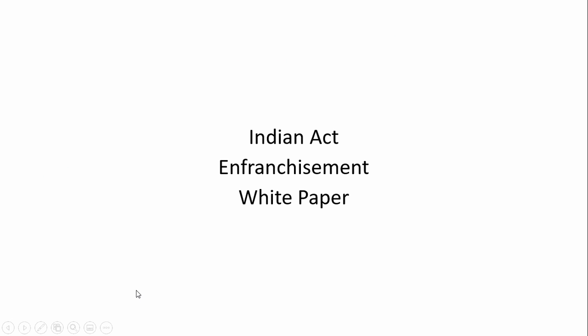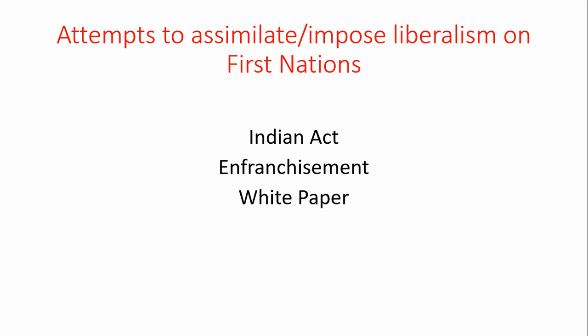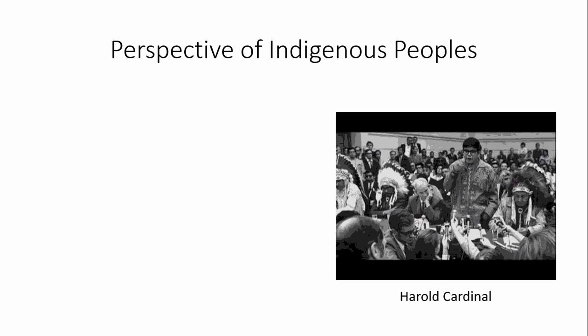Okay, so now we have looked at three different things. We've looked at the Indian Act, the enfranchisement, and the white paper. If you could somehow label these three things, draw a little arrow to them or circle them or something, and label them all as being attempts to assimilate or attempts to impose liberalism on First Nations here in Canada. Okay, because that's what they were, right? These are all different examples of ways in which the government has attempted to impose liberalism or to assimilate Canada's First Nations people.